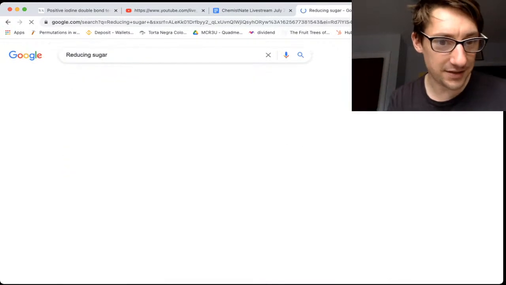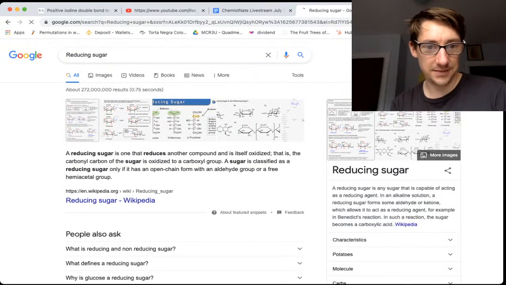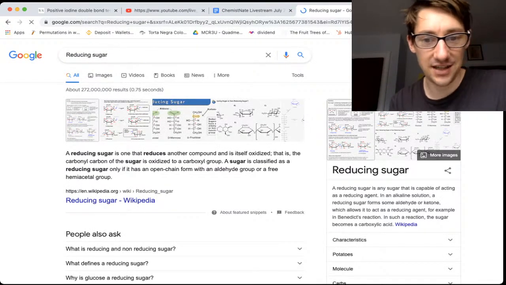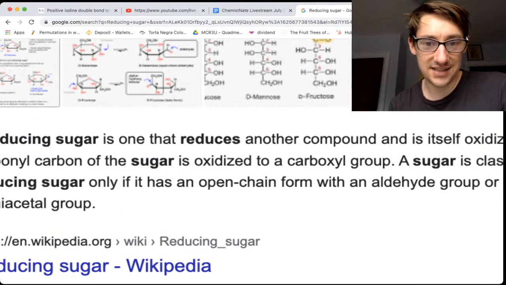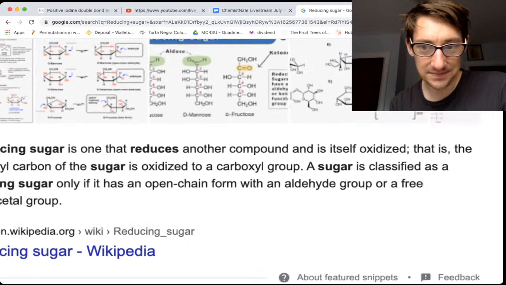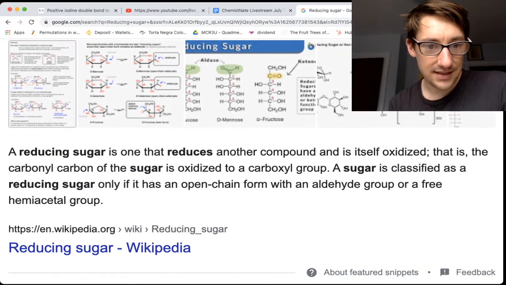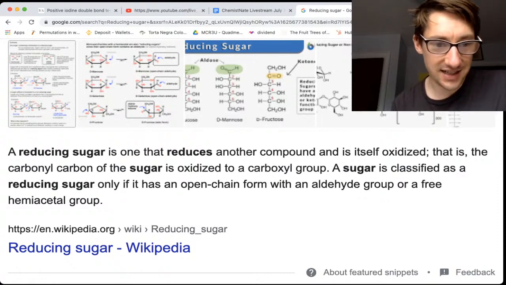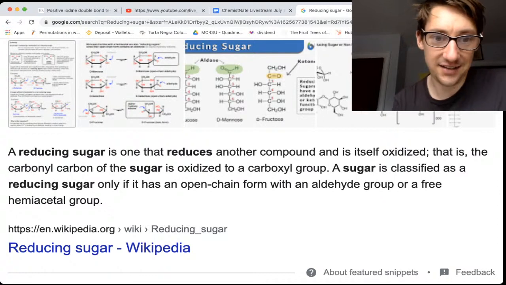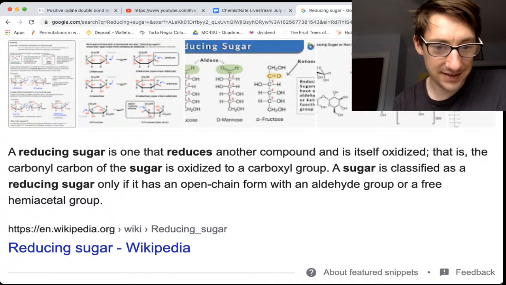Let's go find out. Reducing sugar is one that reduces another compound. The carbonyl is oxidized to carboxyl if it has an open chain form with an aldehyde or free hemiacetal. Oh my lord.